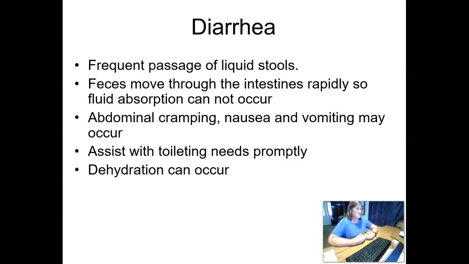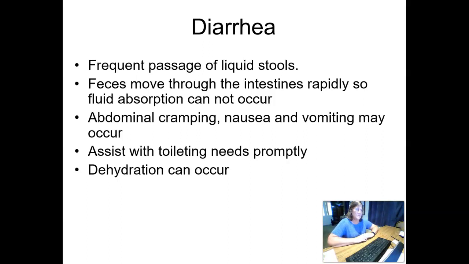So we want to make sure, especially when a person is having diarrhea, that we're really careful about answering their call lights as soon as possible. And when they need to go to the bathroom, they're going to need to go right then. And so doing hourly rounding on them, checking them frequently to see how they're doing, answering their call lights in a quick manner is going to help tremendously.